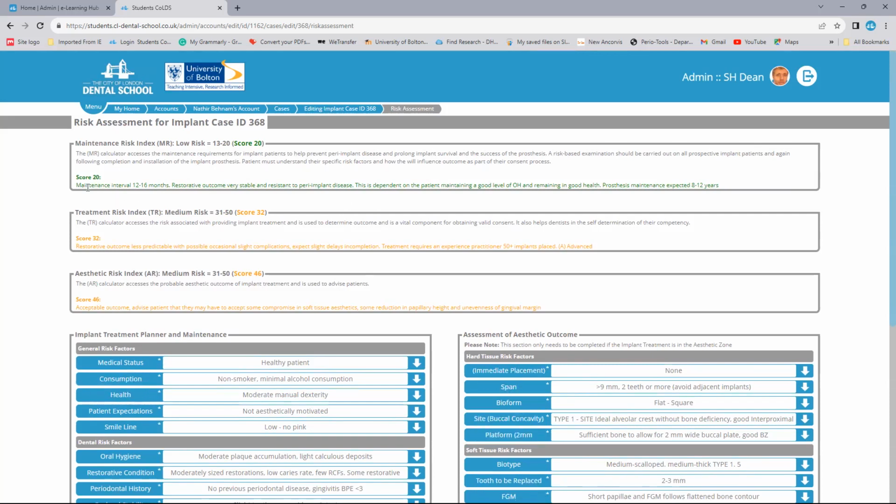So the score is 20 maintenance. So the maintenance interval is 12 to 16 months. Restorative outcome: very stable and resistant to peri-implant disease. This is dependent on the patient maintaining a good level of oral hygiene and good health. And prosthetic maintenance would be expected within 8 to 12 years. You might need to do some work on that bridge. So would anybody disagree with that analysis? No, seems quite reasonable, doesn't it? Yeah. But see how the algorithm has worked it out for you.